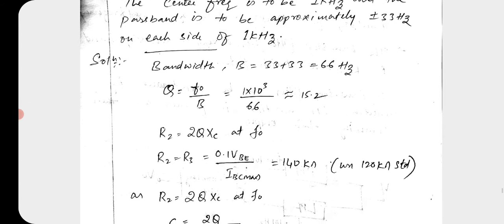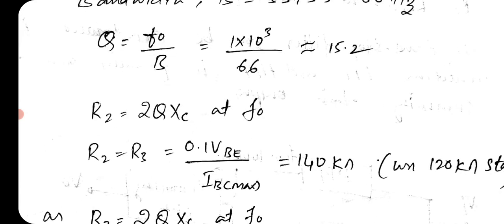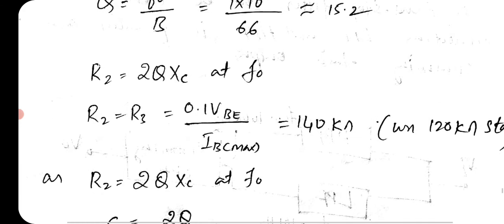So how will you calculate the bandwidth? F2 minus F1. F2 is plus 33 and F1 is minus 33. Minus of minus gives plus, so 33 plus 33, 66 hertz is the bandwidth. Don't make it 33 minus 33 equals 0 hertz; that will be wrong. Bandwidth is the gap between F1 and F2. Hence Q equals F0 by B, which will give you 15.2. Then you have to calculate R2 using the given formula.